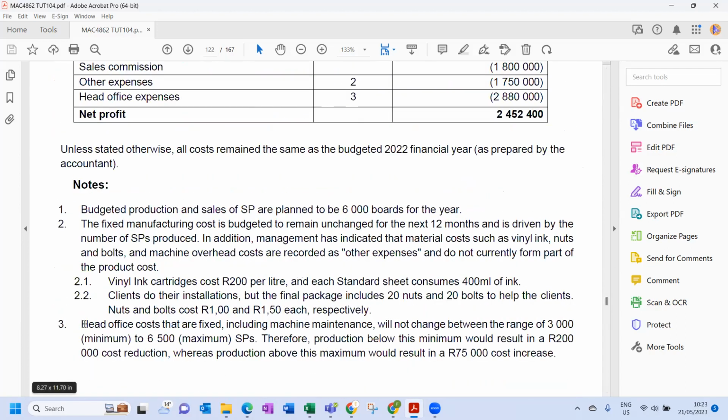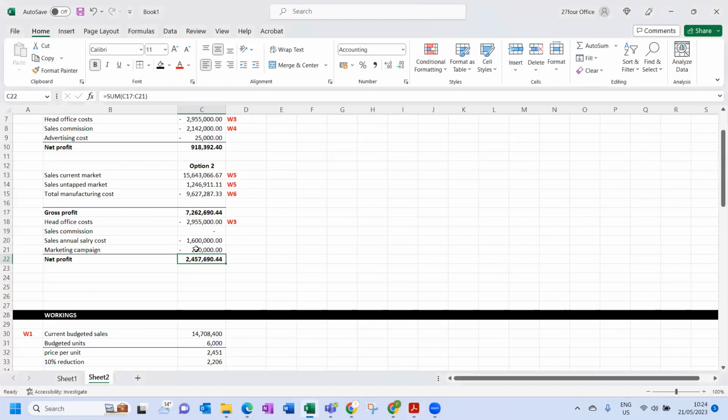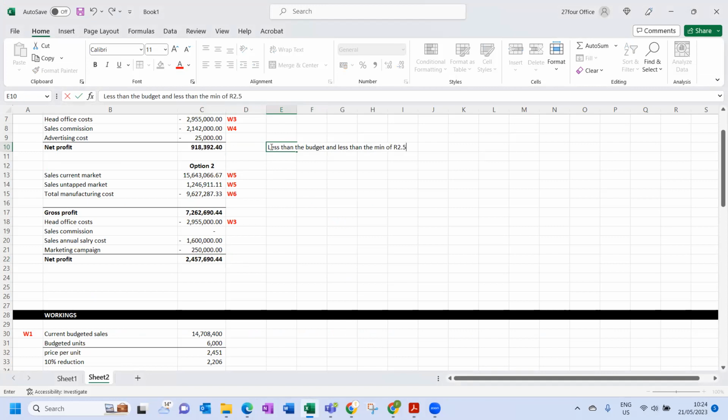And then over here, head office costs was more than the 6,500. So we also incur the extra 75,000 Rand. So the budgeted was 2.4. Option number 2 results in 2.457, just a marginal difference. But in this case, both. So we can say this one over here is less than the budget and less than the minimum of 2.5 million. Okay, so therefore reject.